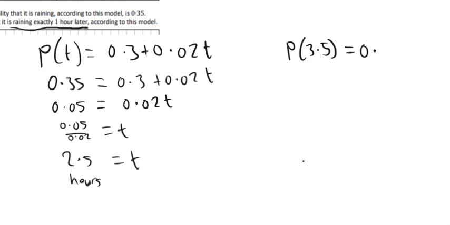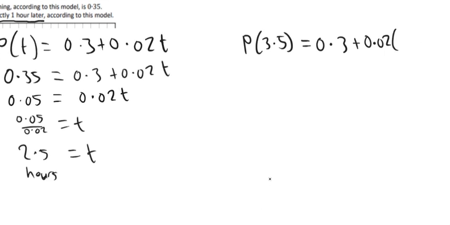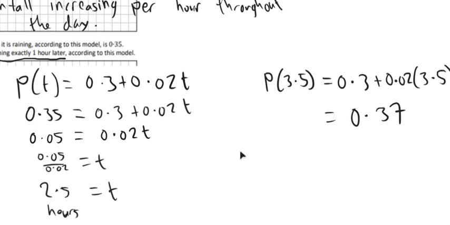So 0.3 plus 0.02 multiplied by 3.5, and then you can use your calculator again, and you should get 0.37. So that's it then. That's all for that question.